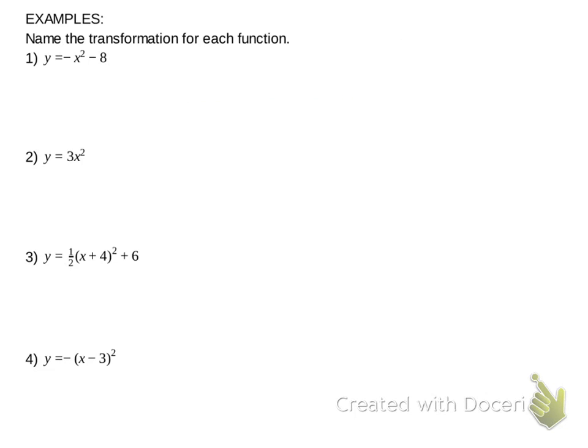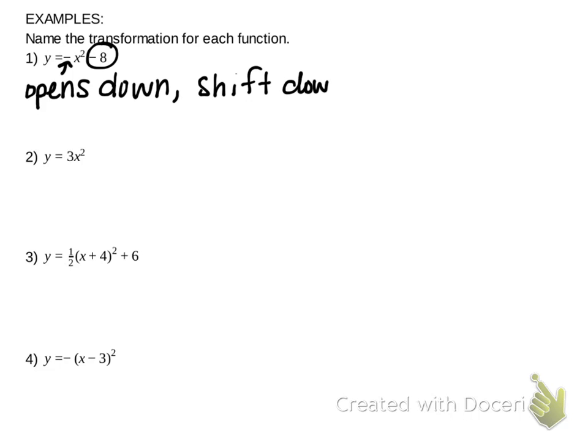So let's look at this first example. There are lots of things going on here. You can see that we have a negative here. That means that it opens down, or it's a reflection. Then you have this minus 8 here, which means it's going to be a shift down 8 units. A rough sketch of this is going to look like this. Here's the parent function. The other one is going to look like this. So it's shifted down and opens down.